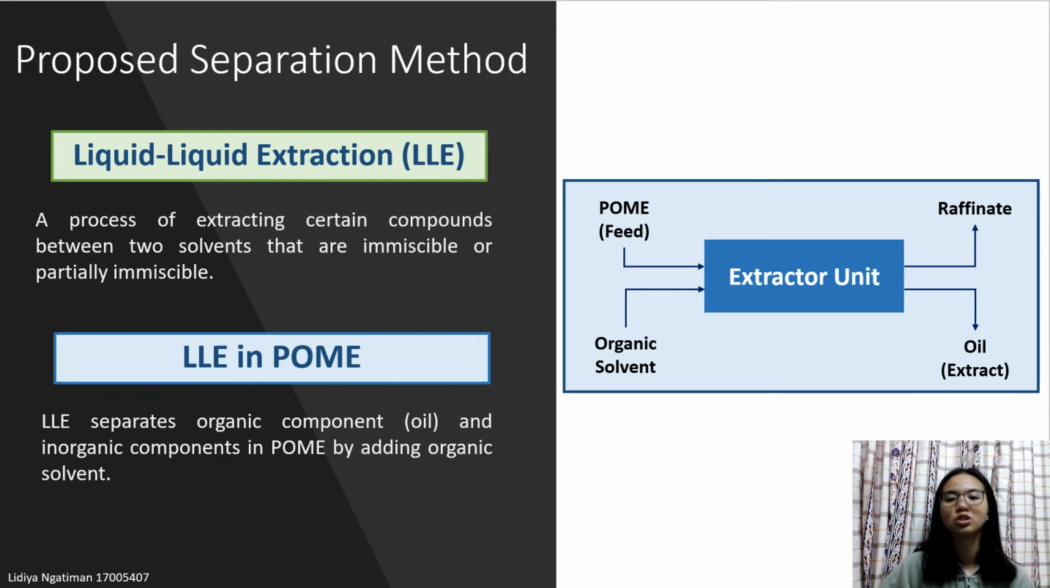This figure shows a simple process of an LLE unit. As we can see, the POME and also the organic solvent are added into the extractor unit. And after the separation process is done, the oil will be extracted out, and the process will also produce raffinate, which is the unwanted product.